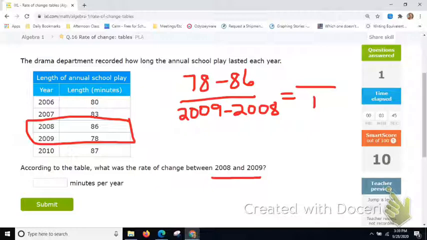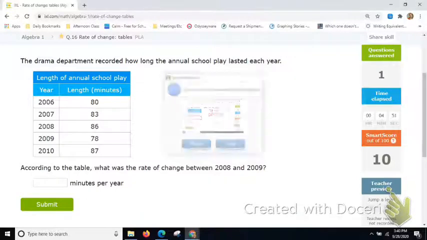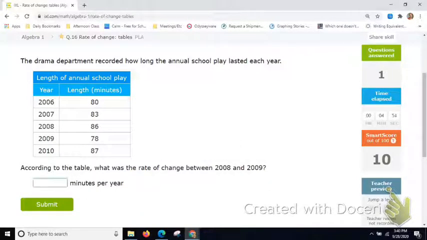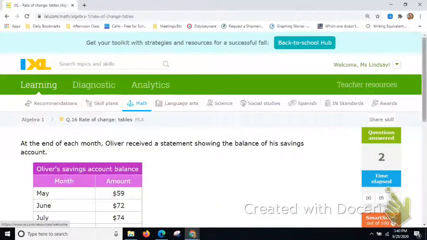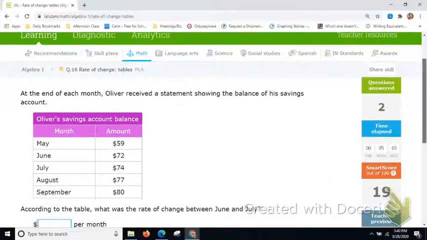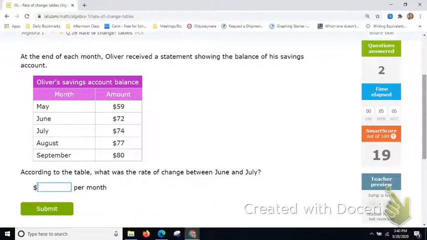Now, 78 minus 86. It is going to be important that we label this as a negative, because the school play actually went down between those 2 years. So since I have the bottom number as a 1, I don't need to worry about dividing. That -8 is going to be my answer. So -8. So it matters if the rate of change is going up or down, kind of like a price increasing or decreasing, it matters.